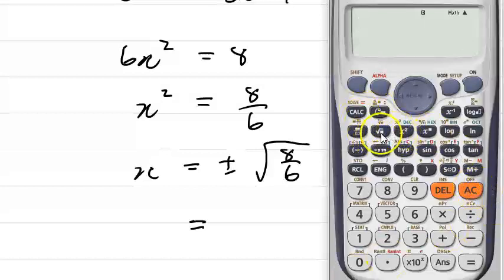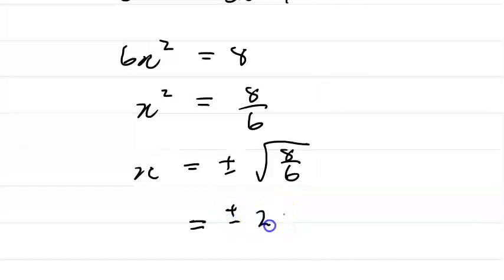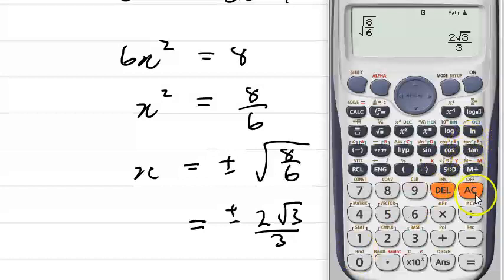So we'll get the square root of 8 over 6. Let's see what we get there. All right, so we got 2 root 3 over 3. So we have x equals plus or minus 2 root 3 over 3. That will be fine.